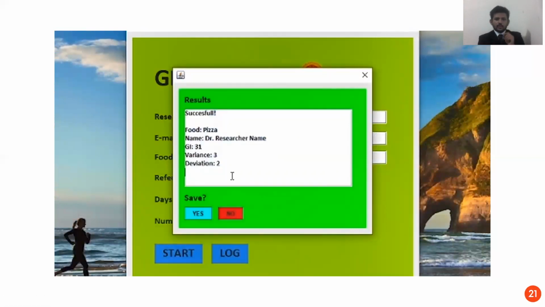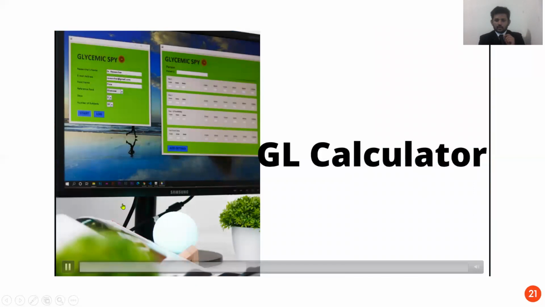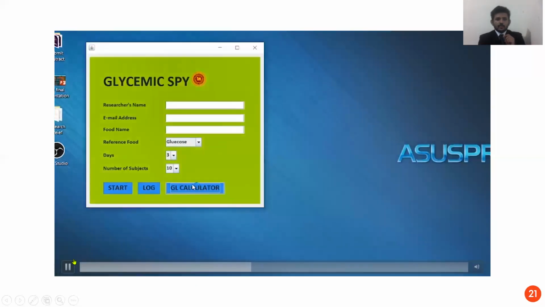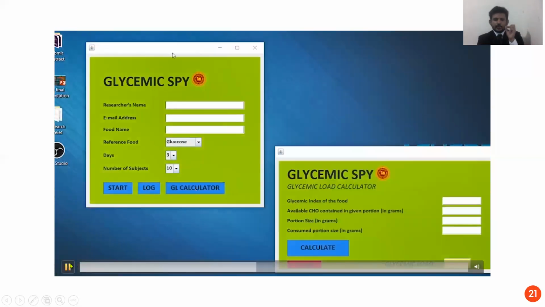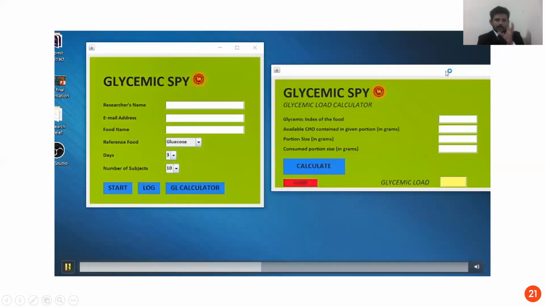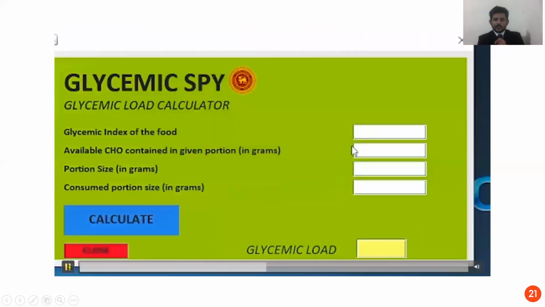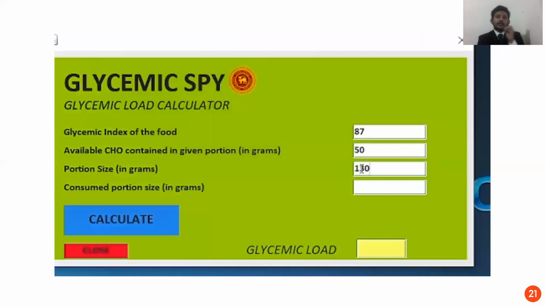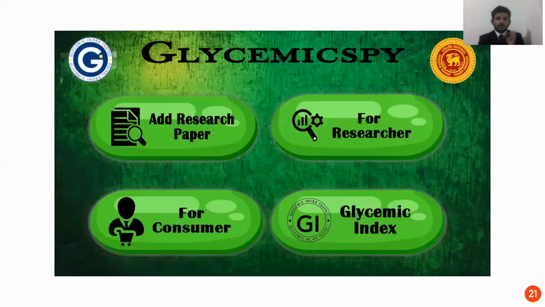So now let's focus on the glycemic load calculator. The glycemic load calculator is designed here. Not only that, if we consider glycemic load, it is a better nutritional indicator than glycemic index. So this glycemic load calculator can be used by both researchers and consumers.